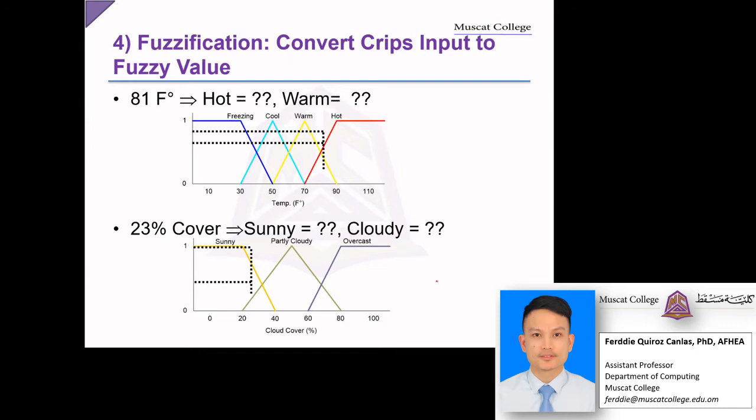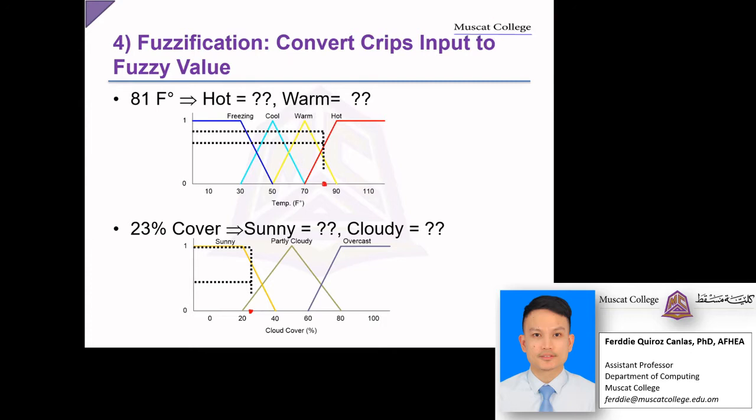With the discussion, please take note: our given is 81 degrees Fahrenheit for the temperature, and the weather is 23% cover. So 23% is somewhere here in sunny, right? So it is sunny because 23 is somewhere here. And it is also cloudy, right? Because if you check the values here, it is around 23 somewhere here. And the temperature is 81, which is somewhere here.